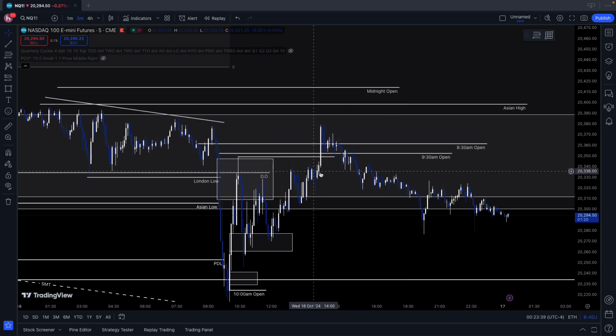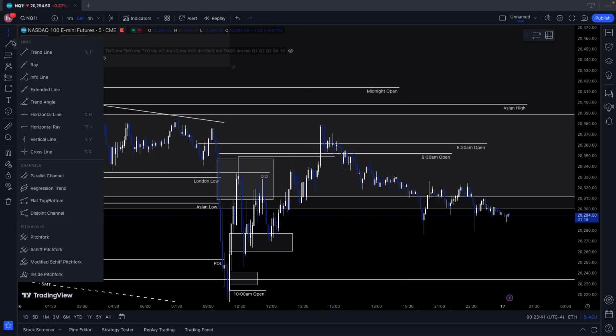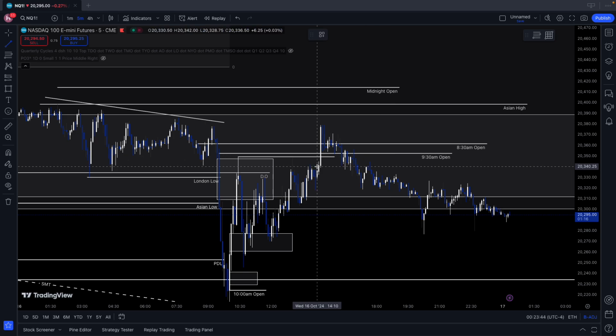Never sweeping out any form of significant buy side liquidity until power hour, until 2 p.m., when we finally swept this high. Now we're just ranging off of it.